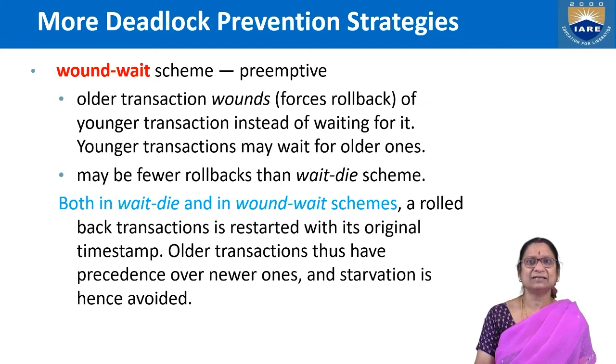Older transactions therefore have some precedence over newer ones. So when any new transaction is submitted now, the older transaction that was rolled back remains an older one only. Because of that, starvation can be avoided. Older transactions have precedence over the newer ones always. Even though they are restarting, they will be treated as older ones only, and starvation can be avoided.